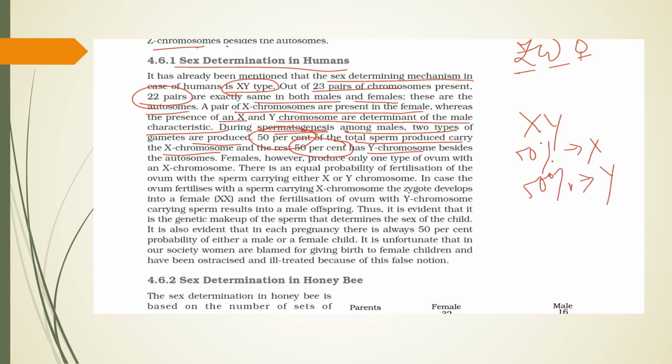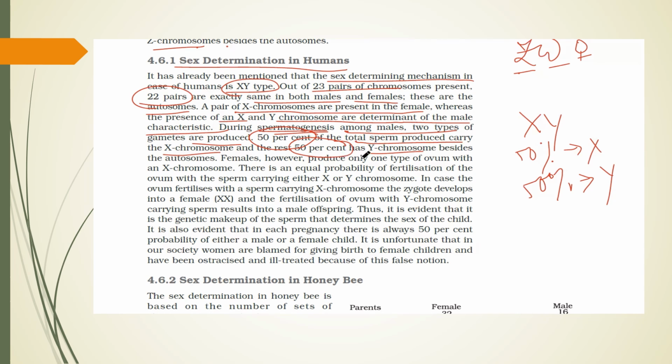So there is a 50-50 chance of which sperm, out of millions of sperm during fertilization, is going to fertilize the egg. If the sperm carrying the X chromosome is fertilizing, it will be a female child. If the sperm containing Y is fertilizing the egg, it will be a male child. It's clear to all of you now. It should be crystal clear. I have told you many times and I have told you very clearly.